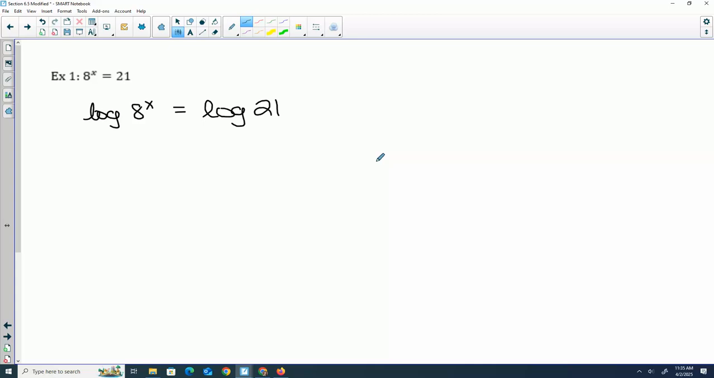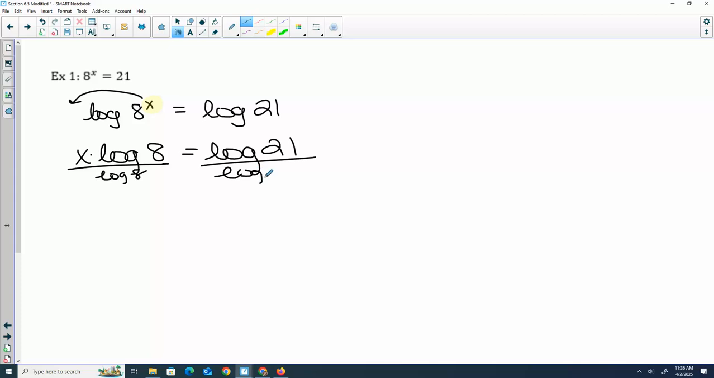Now the reason I do this is because of the properties of logs. What's going to happen with my exponent? Remember, it turns into a coefficient. So we were doing that on our quiz, just expanding and condensing. So the exponent comes down. So now you have x times log 8 equals log 21. Opposite of multiplying is? Dividing. So we divide our log 8 over.